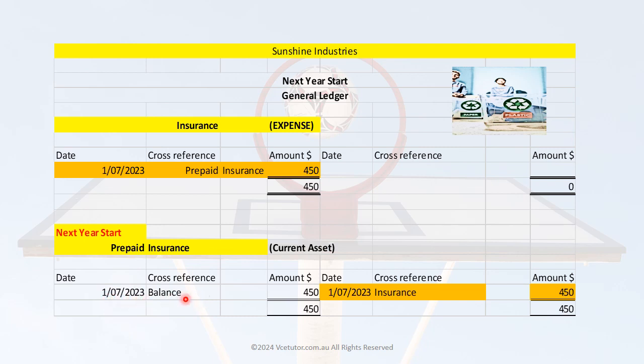But in classroom education, you are going to learn how to reverse it. And to reverse it, the prepaid insurance as current asset, we had on 1/7/2023 a balance of 450 that will be transferred out to insurance. So this 450 will make prepaid to have account closed, no balance carried out. We'll have insurance as an expense.